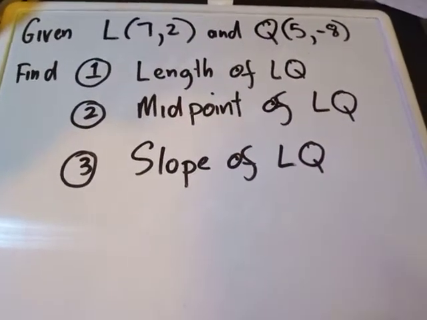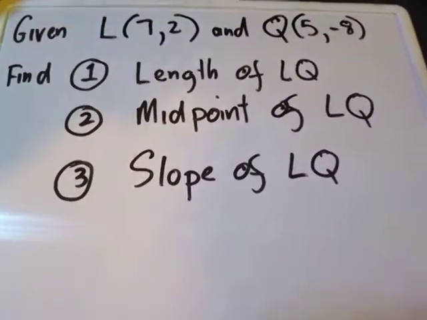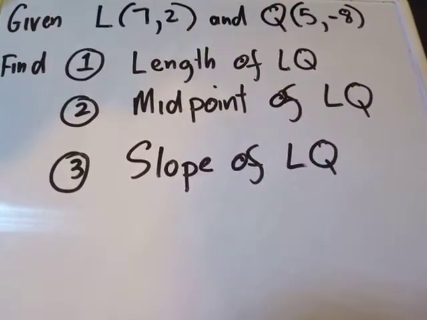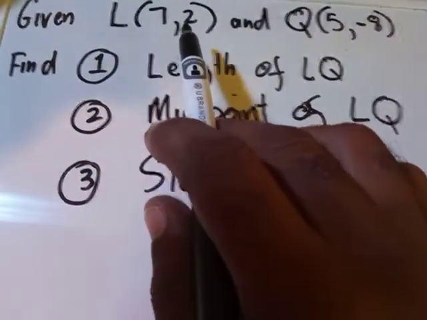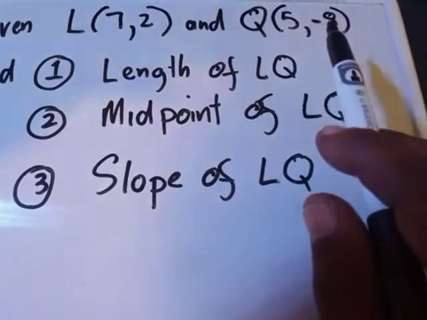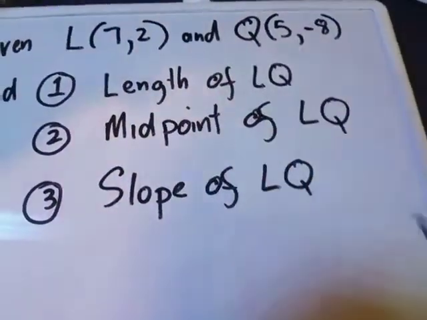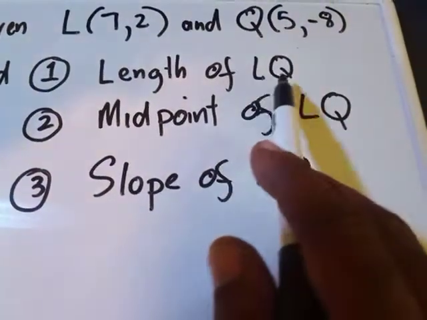This is how you're generally going to be presented with a problem. It may not come to you in this form, but this is the pertinent information. Given that L is a point (0, 7, 2) and Q another point (5, -8). So they've given you 2 points. 2 points define a line. Now they're speaking about it as line LQ.